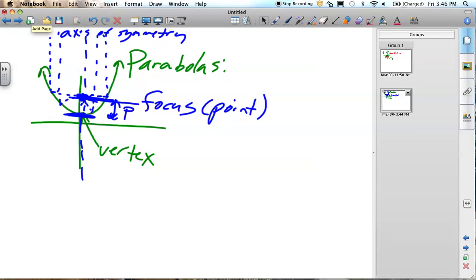Now there's another point down below us. It's actually a line. So if I go p units in the opposite direction from my vertex, I end up with a line that's called the directrix.